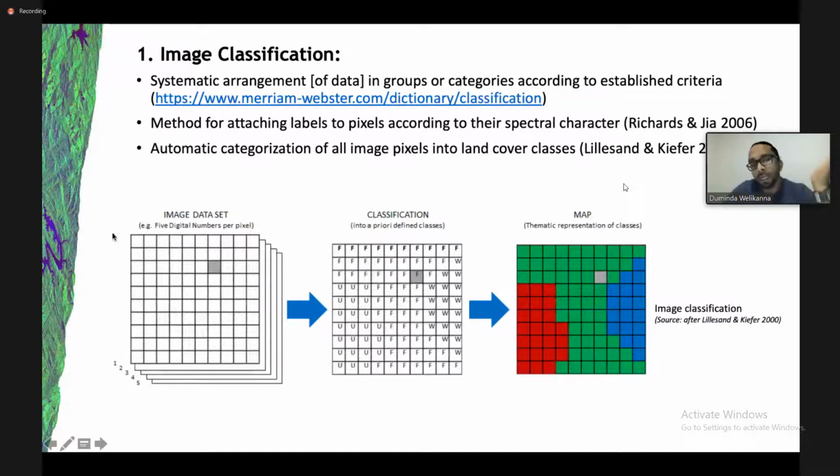So what we do is we get images, we have bands, and I said these pixels have DN values or digital numbers. That is what we call the pixel value.